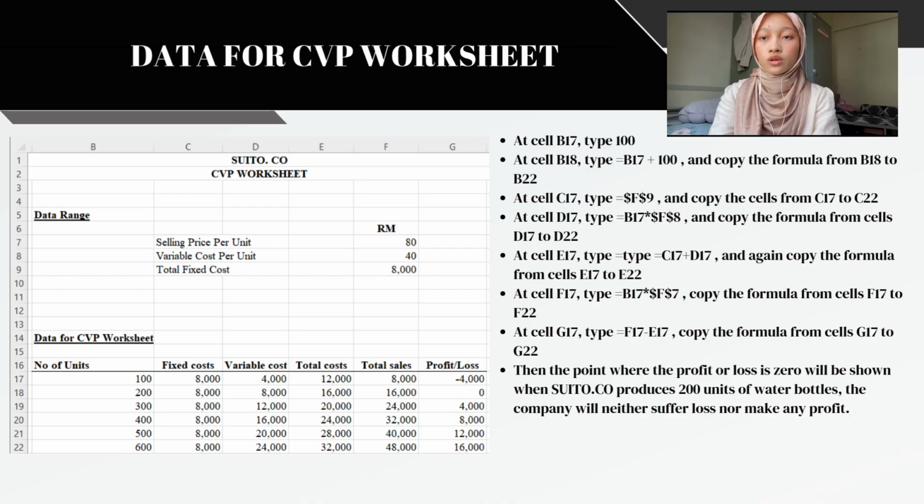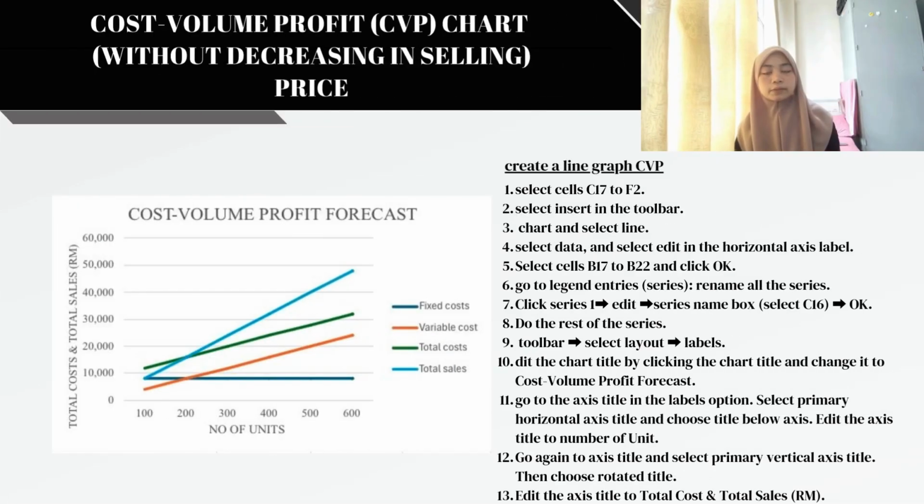When Sweeto.co produces 200 units of water bottles, the company will neither suffer a loss nor make any profit. Next, we need to chart the information to identify exactly the point of intercept between total sales and total cost, which causes the break-even to transpire. For that reason, the information is going to be charted using a line graph.